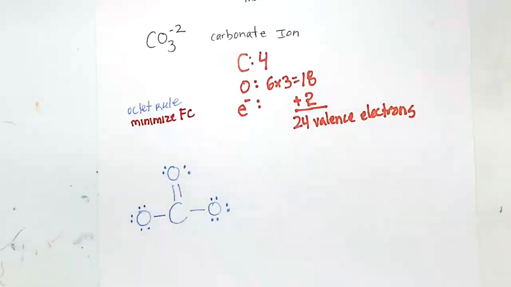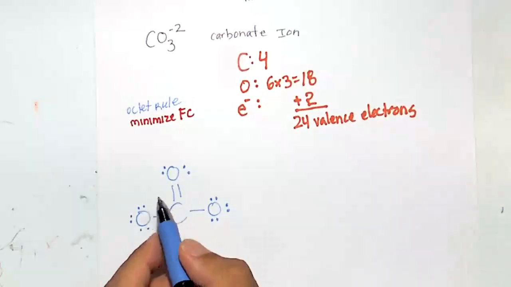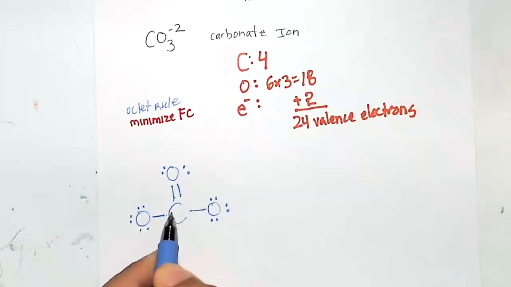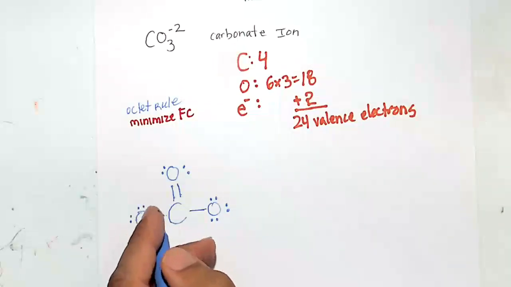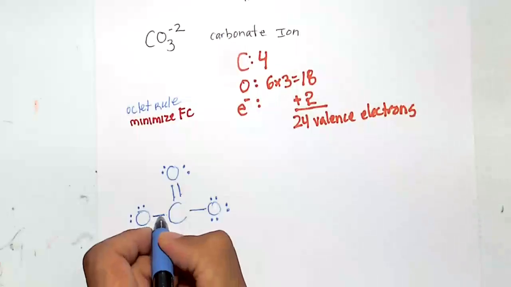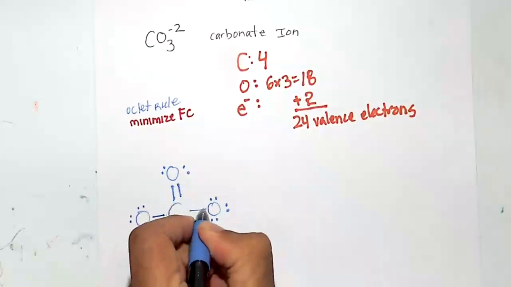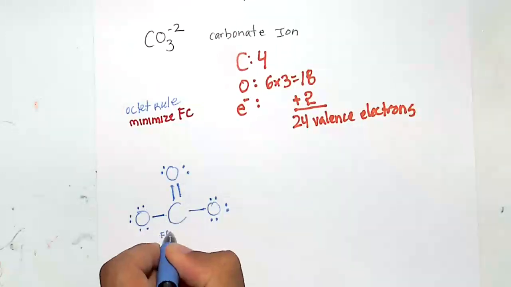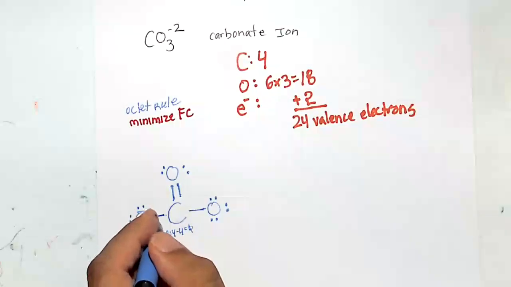So let's first do the octet here. Let's do carbon. Everyone count with me. 1, 2, 3, 4, 5, 6, 7, 8. Carbon is fulfilling the octet. Now let's do formal charge. Count with me. 1, 2, 3, 4. What is carbon happy at? 4. What's 4 minus 4? 0. Correct. The formal charge on that carbon is 0.